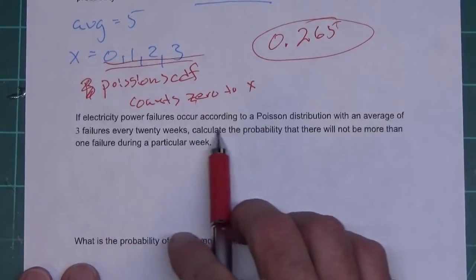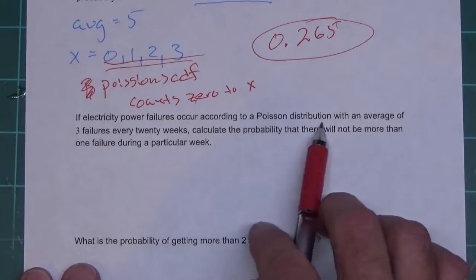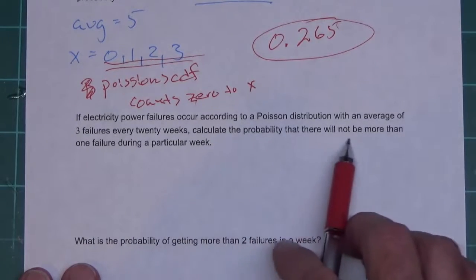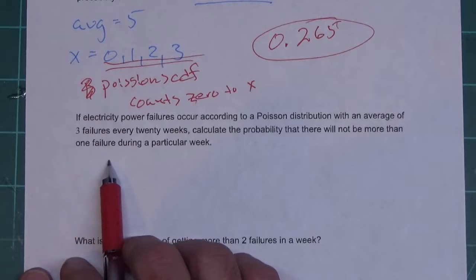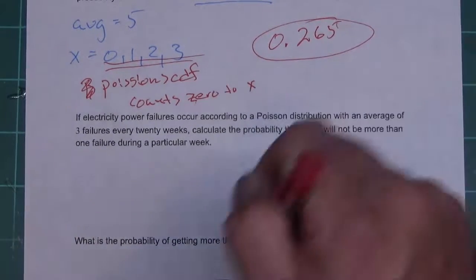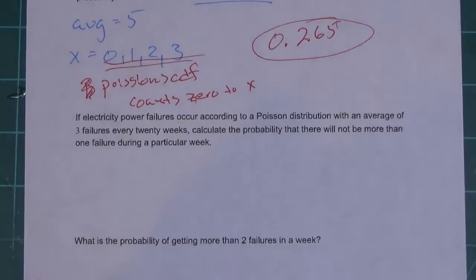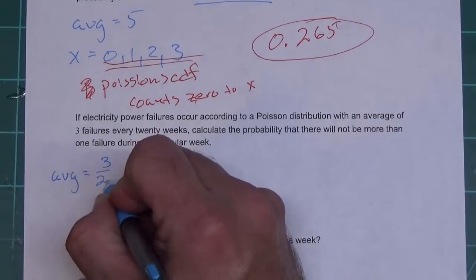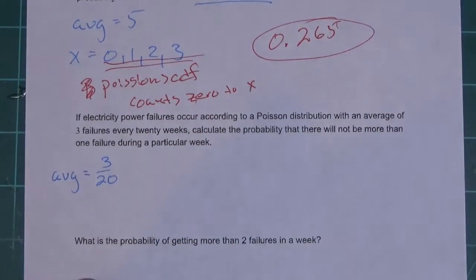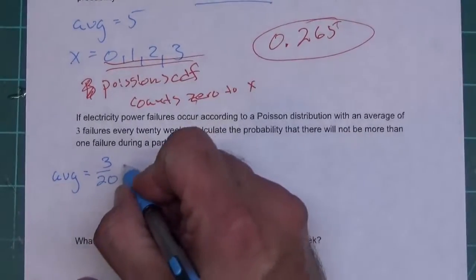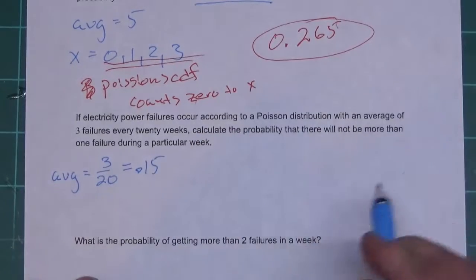If electricity power failures occur according to a Poisson distribution, with an average of 3 failures every 20 weeks, calculate the probability that there will not be more than 1 failure during a particular week. Now, one of the things about Poissons is you can adapt the average over to your problem. So my average will be 3 divided by 20, because I want the average for 1 week and we have the average for 20 weeks. So I take the average for 20 weeks divided by 20 weeks, and I get the average for 1 week. That comes out to 0.15.